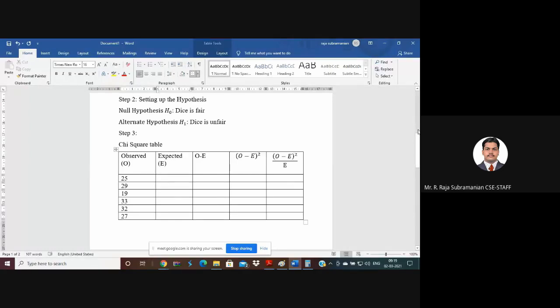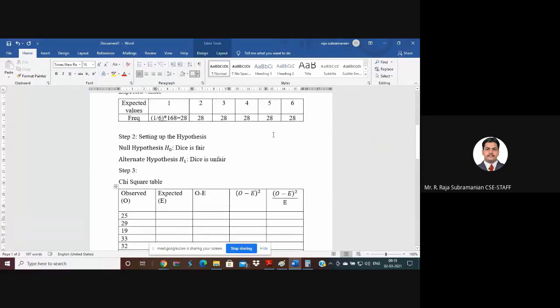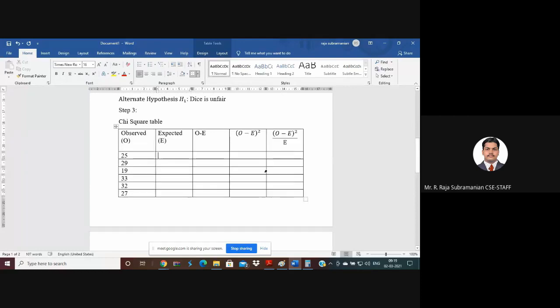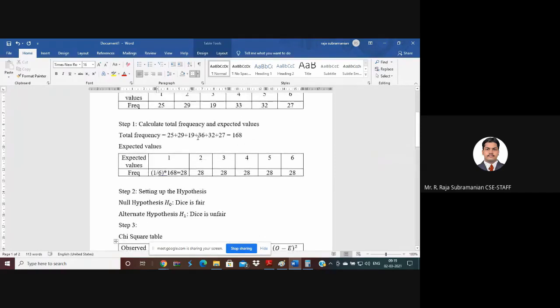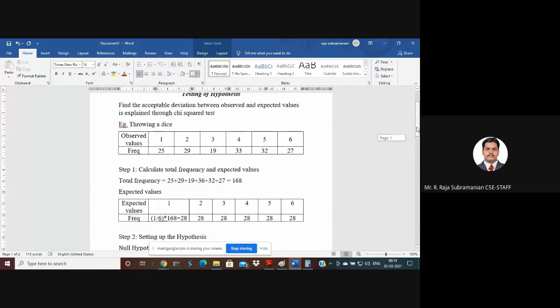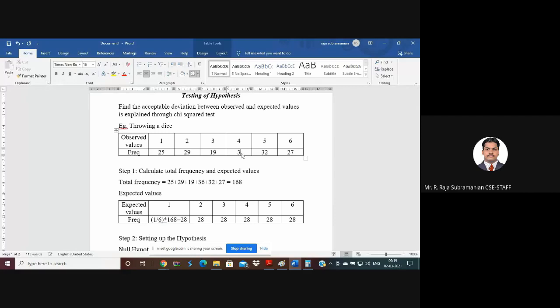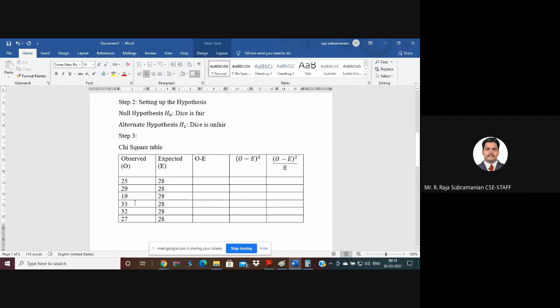I need to calculate the expected value. I already calculated it; I have all 28. So the expected values are all 28. Sir, you took 33 as 36 now. Oh, yes, thank you. I just modified it to round it off, so the calculation can be easy. So I should change it here also. This is the right one, 33 to 36.